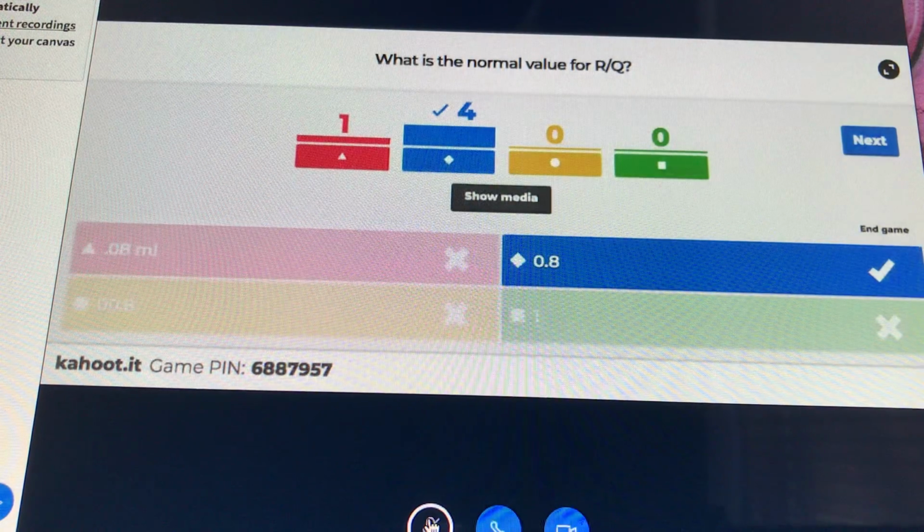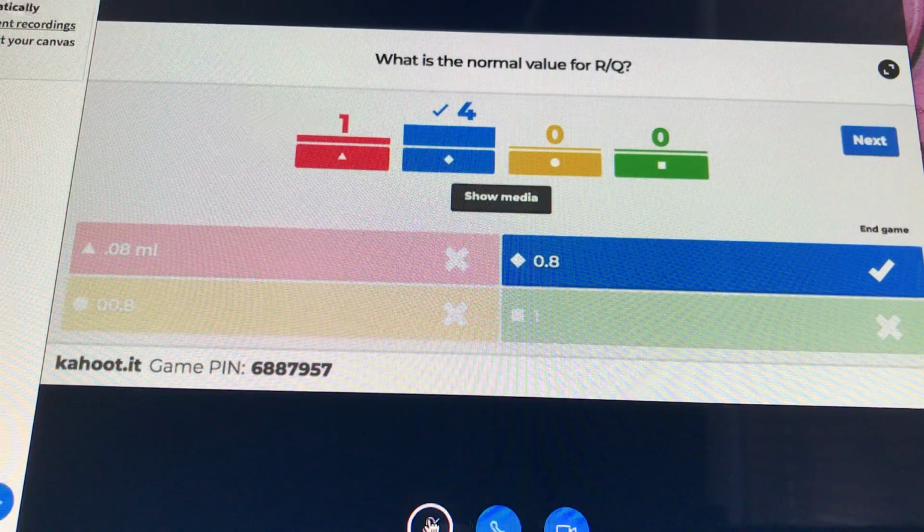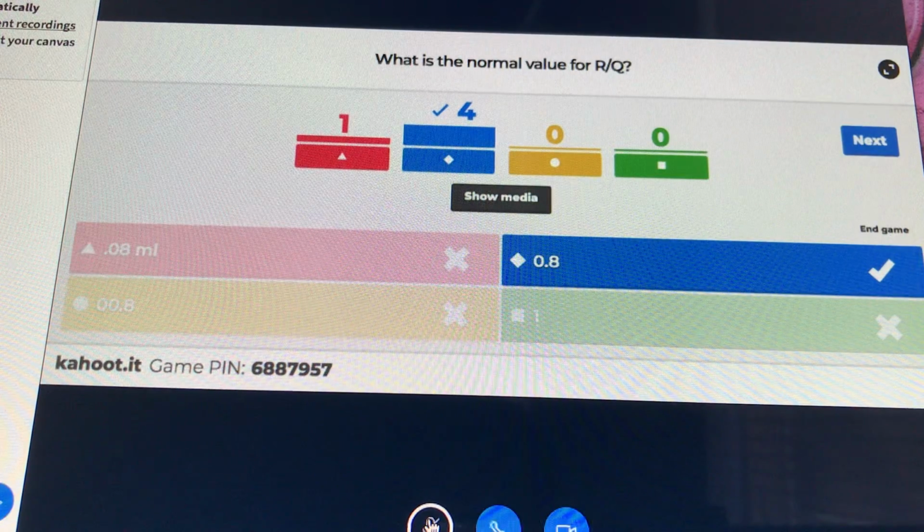Good, 0.8. What's the normal ratio for RQ? 4 to 5. And if you're talking about milliliters, how many milliliters of oxygen, how many milliliters of carbon dioxide? 200 milliliters of oxygen and 250 of carbon dioxide? Or is it one of those? Something about a 200 and a 250. More oxygen. More oxygen, okay.